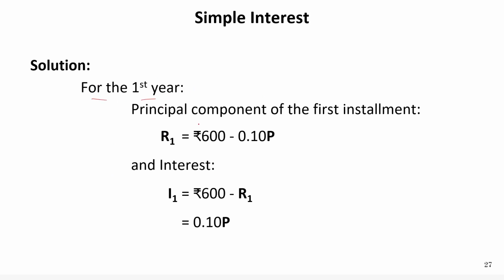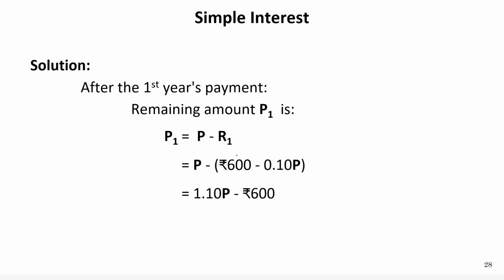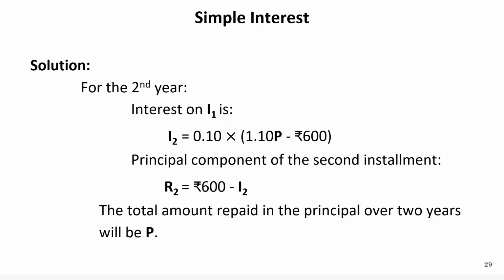For the first year, let the principal component of the first installment be R1. That is equal to 600 minus 0.10p, right? So interest will be what? I1 is equal to 600 minus R1, which is 0.10p. That is what we have assumed here. After the first year's payment, the remaining amount P1 is equal to P minus R1, right? So P minus (600 minus 0.10p). So it will be 1.10p minus 600.